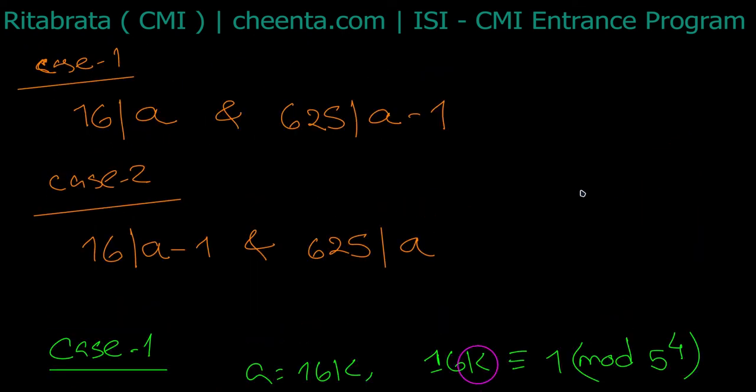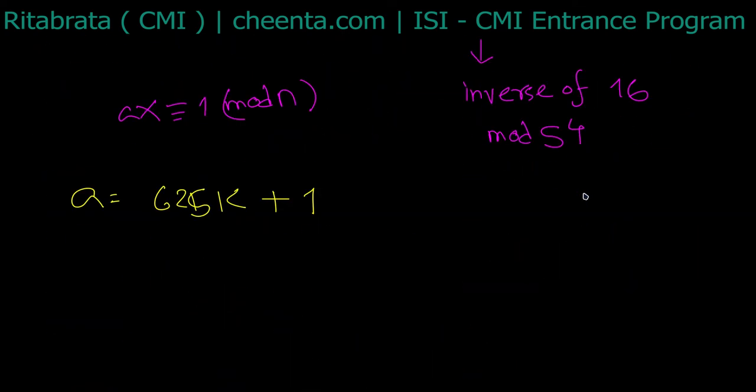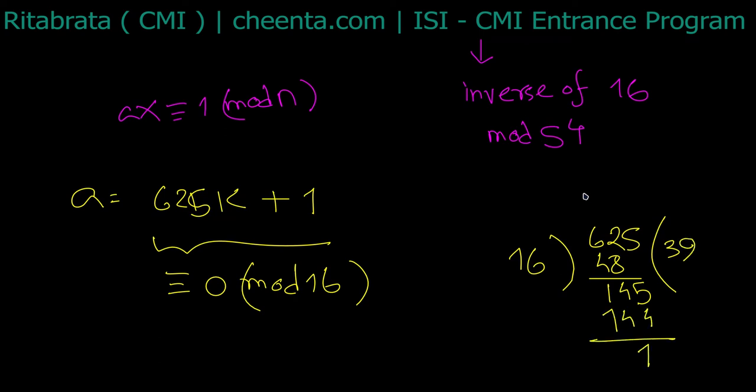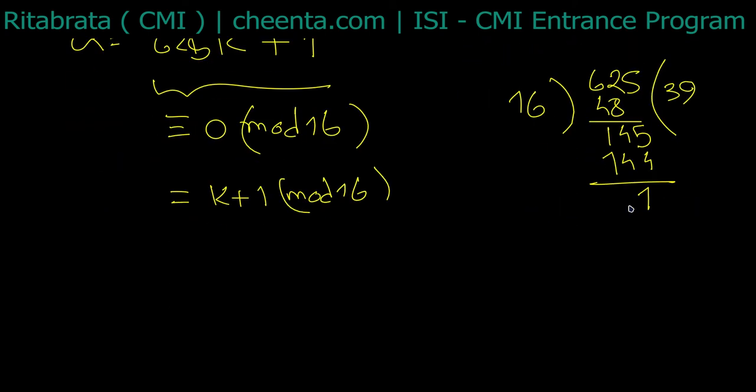Now you also know that a is divisible by 16. So 16 divides this thing. This thing is congruent to 0 mod 16. Now what is 625 modulo 16? We know that 16 into 39 is 624, so this is 1. So this is just congruent to k plus 1 mod 16. So you know that k is congruent to 15 mod 16.